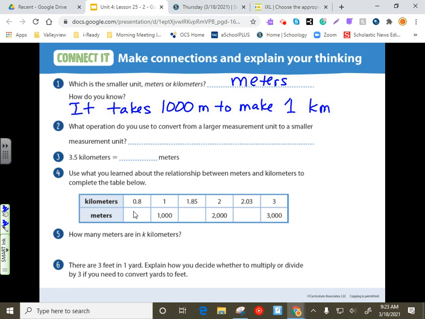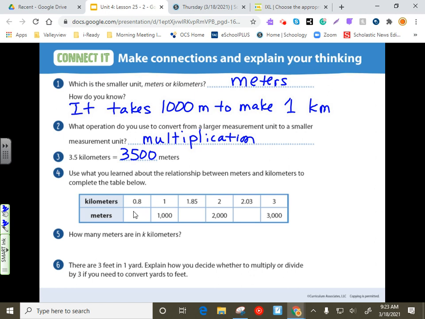What operation do you use to convert from larger measure to smaller? We've been using multiplication. In tomorrow's unit, when we convert from smaller to larger, we'll use division, but all of our questions today will be multiplication. And 3.5 kilometers is 3,500 meters. Okay, and use what we learned about the relationship between meters and kilometers to complete the table below.